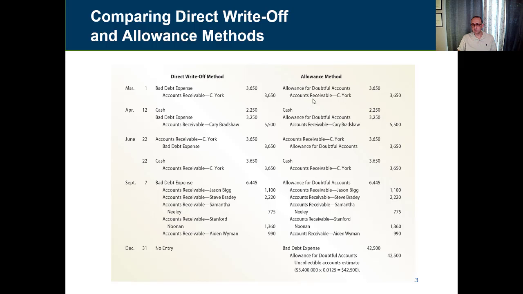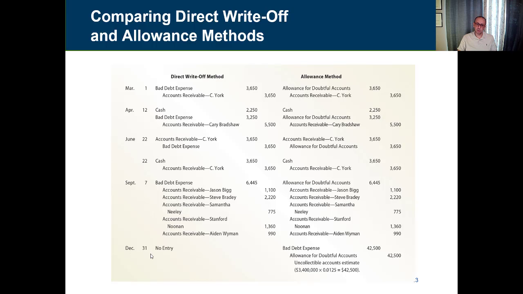Under the allowance method, it's going to be exactly the same. We're going to reverse the March 1st journal entry, but of course we're going to credit allowance for doubtful accounts instead of bad debt expense. But for the other journal entry for the collection of cash, it's going to be exactly the same. Then on September 7th, where we have a bunch of accounts that are going to be written off, you can see that everything is credited and then we debited the bad debt expense. Under the allowance method, everything is credited, but we don't debit the bad debt expense. We use the allowance for doubtful accounts.